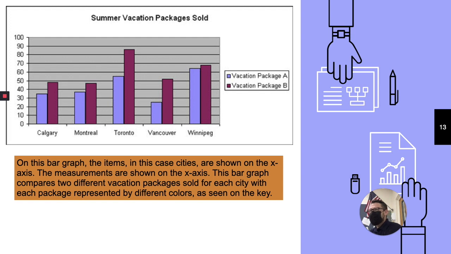So the number of people that go to Calgary versus the number of people that go to Montreal are independent. Yes, you could have someone take two different vacations, but whether or not someone goes to Calgary is independent of whether or not someone goes to Montreal. These are all in Canada, if you didn't know.